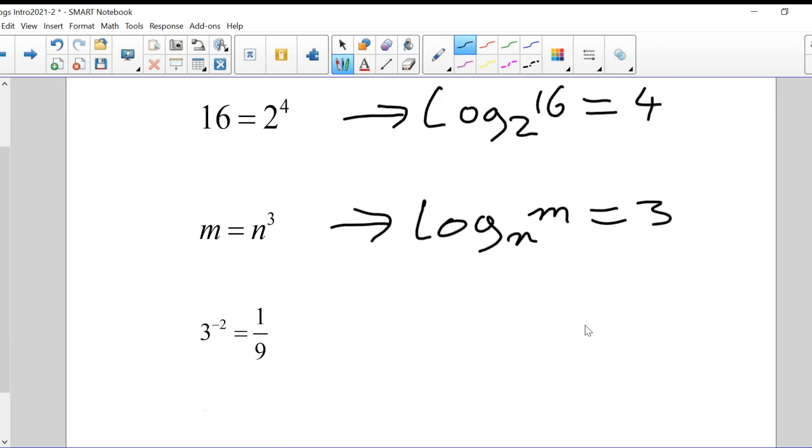Okay, let's move along. 3 to the minus 2 is equal to 1 over 9. Well, again, same thing. The base here is the 3, right? It's equal to the exponent of the minus 2, and it's a log of the 1 over 9. Okay? The down arrow. Oh, okay, that might be a fair point.